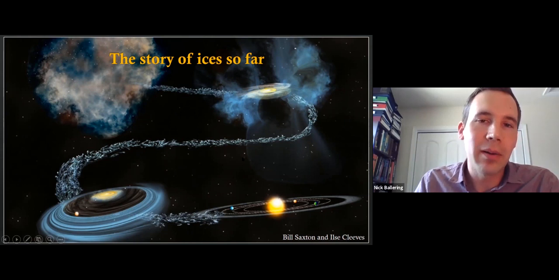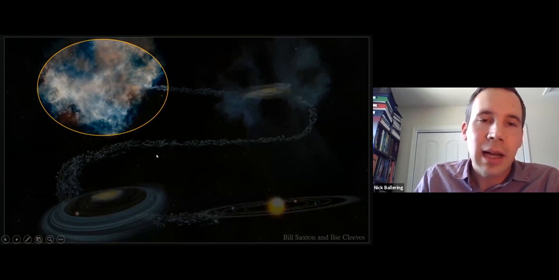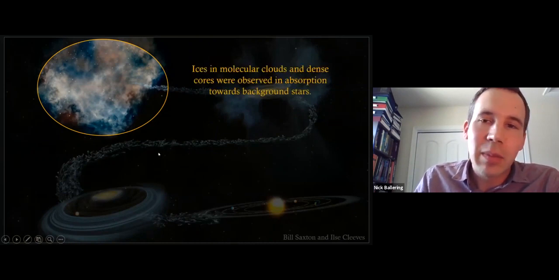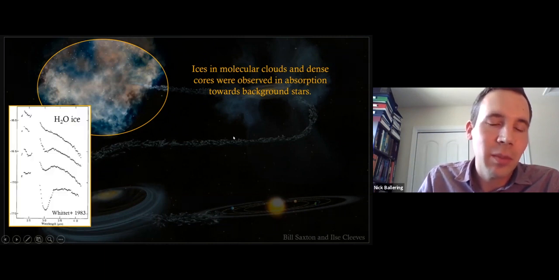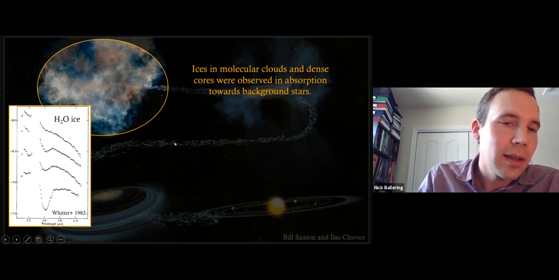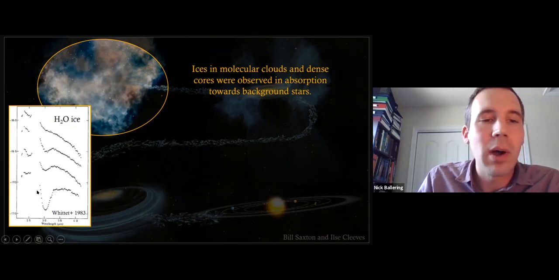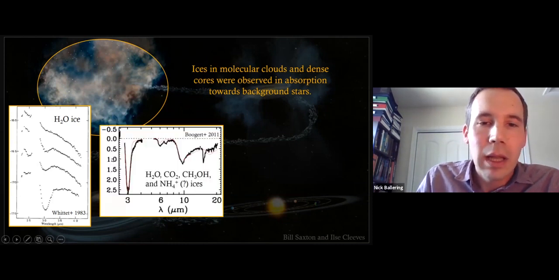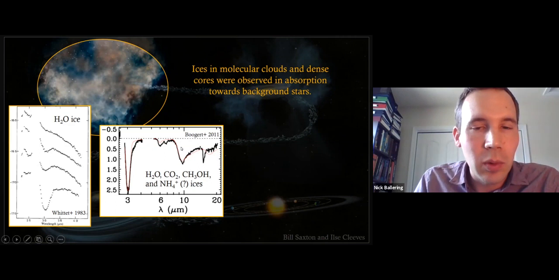So what do we know so far about the ices in these various environments? In molecular clouds, we can study the ices by looking at background stars and studying the absorption spectrum through the clouds. Some of this work was done already back in the 70s and 80s. This is a spectrum probing the 3-micron absorption feature from water ice through various lines of sight in the Taurus molecular cloud.